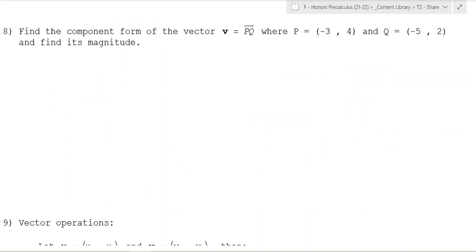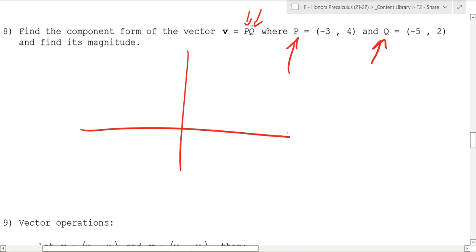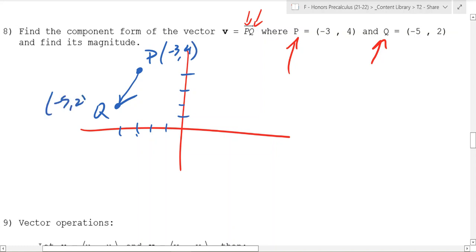So in this one, it says find the component form of the vector where it gives you the starting point and the end point. And you know it's the starting and end because it goes P, then Q. So what you can do is just draw a picture. You go back 3 and up 4 to get to the first point, P. So P is right there, and Q is at -5, 2. So -5, 2 is right there. So that's the vector PQ, and P was -3, 4, and Q was -5, 2.